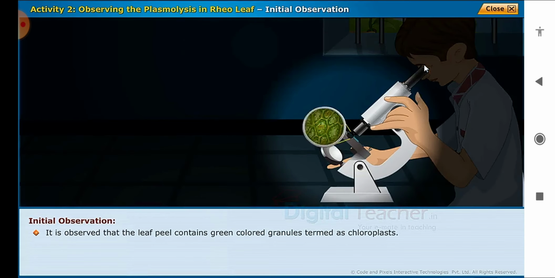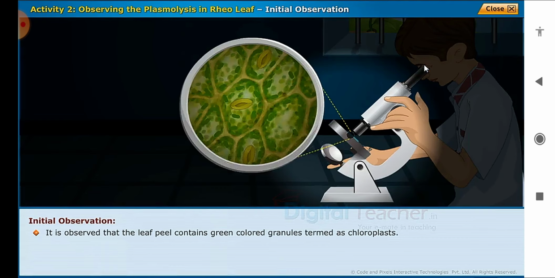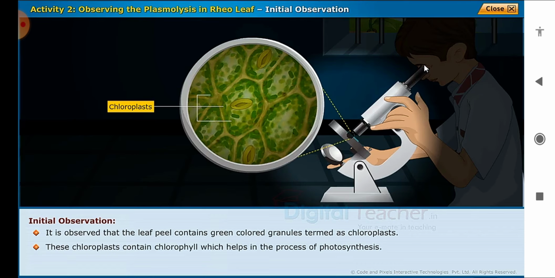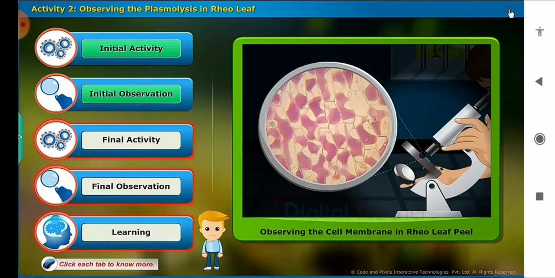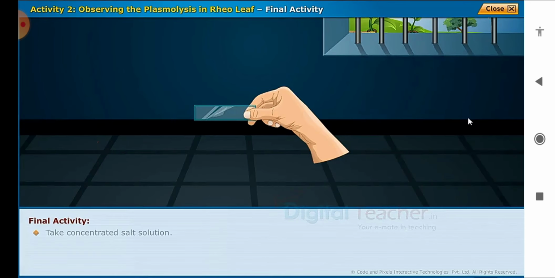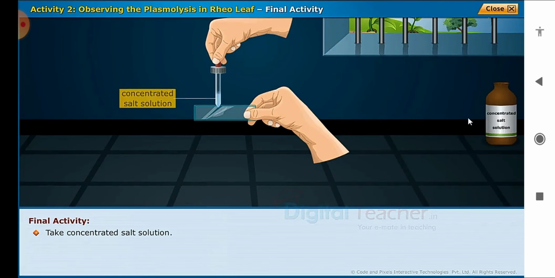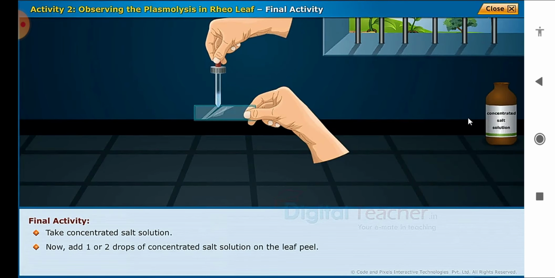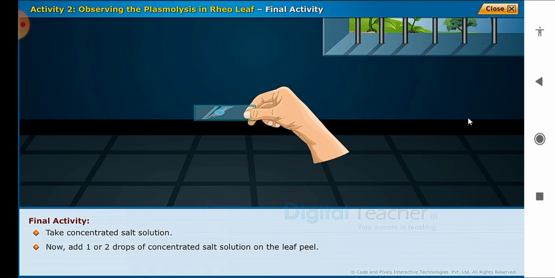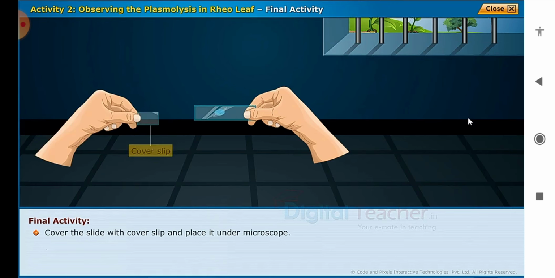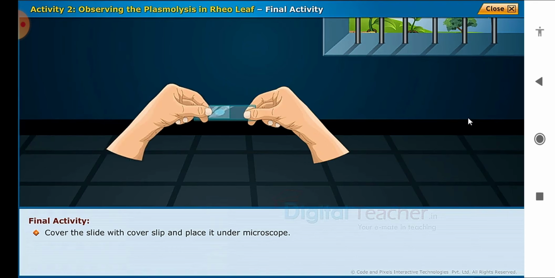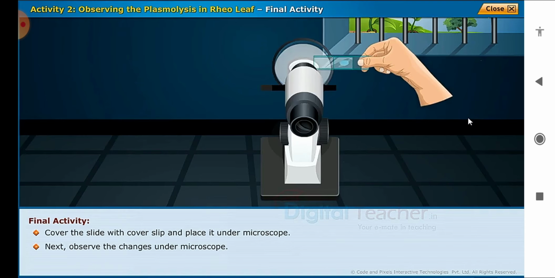It is observed that the leaf peel contains green-colored granules termed chloroplasts. These chloroplasts contain chlorophyll, which helps in the process of photosynthesis. Take concentrated salt solution. Now add 1 or 2 drops of concentrated salt solution on the leaf peel. Leave it aside for 5 to 10 minutes. Cover the slide with a cover slip and place it under the microscope. Next, observe the changes under the microscope.